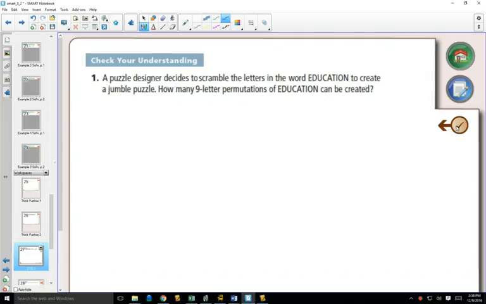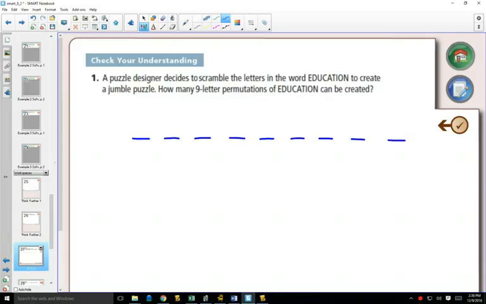No, just kidding. A puzzle designer decides to scramble the letters of the word education to create a jumble puzzle. How many 9-letter permutations can there be? Now, all of our permutation questions are going to be fundamental counting questions. We have decisions that need to be made. How many decisions when we jumble the letters up? We have 9 decisions to make.